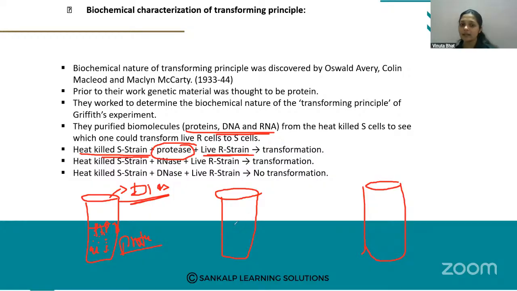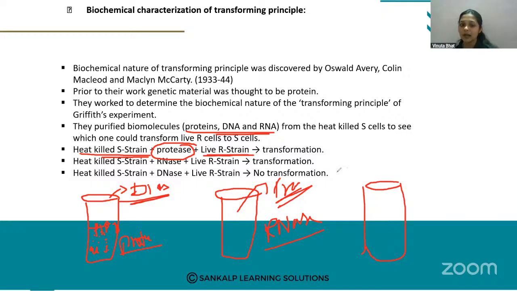So again here, these three biochemicals, proteins, DNA and RNA. RNase enzyme is added, which digests the RNA. So here RNA is digested, only DNA and protein is transferred to the R cell. So there is transformation, which means there is a development of disease in mice.